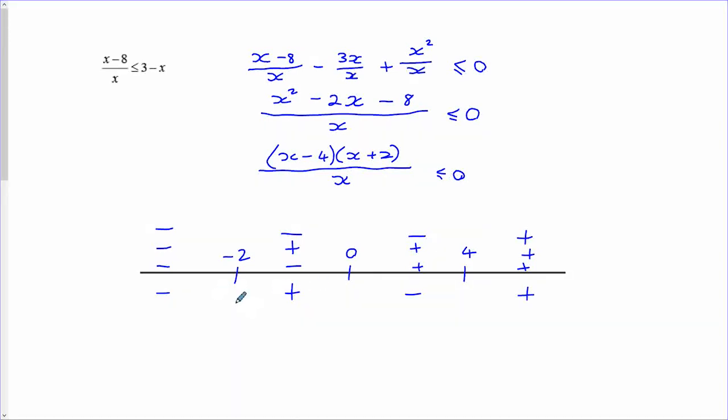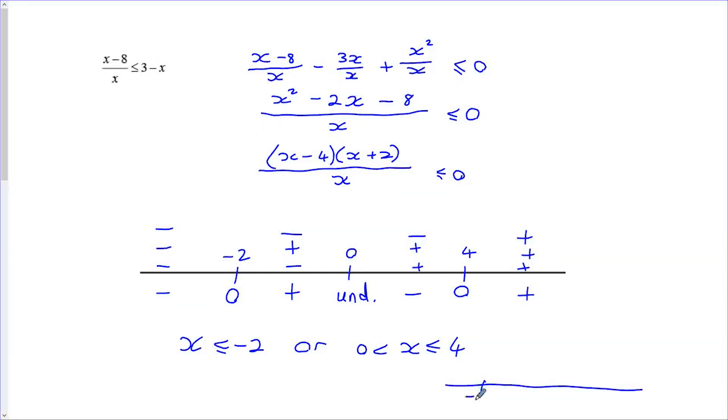Remember, and I didn't do this, but at negative 2, and at 4, I've got zeros on the top, which would give me 0. At 0, I've got a 0 on the bottom, which would make the thing undefined. Remember, I'm looking for negative signs. So x less than or equal to negative 2, or x from 0, not including 0, up to 4, including 4. But I'm going to draw this one on a number line. So there's negative 2, there's 0, and there's 4. Right, and I've got a shaded dot on the 4, an open dot on the 0, and an arrow going that way with a closed dot.